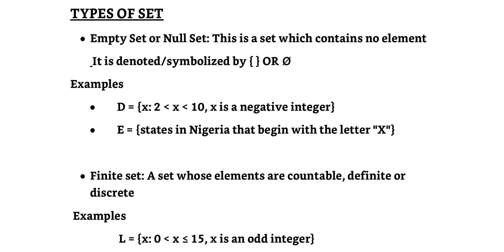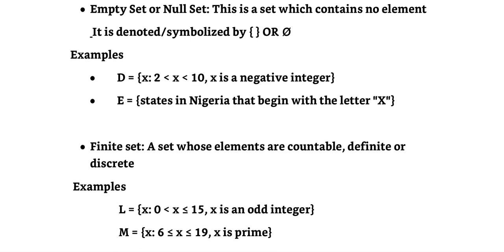Now, for example, we have L equals x, where 0 is less than x, less than or equal to 15, and x is an odd integer. We could practically list out the elements of this set, right? Odd numbers, we have 1, 3, 5, 7, 9, 11, 13, and 15 itself. These numbers do not divide by 2 without a remainder, right? So we could actually list the elements of this set. The elements are countable, definite, and discrete.